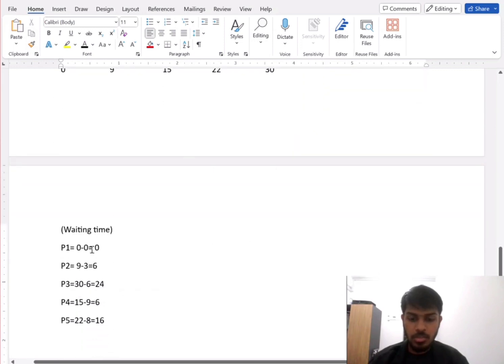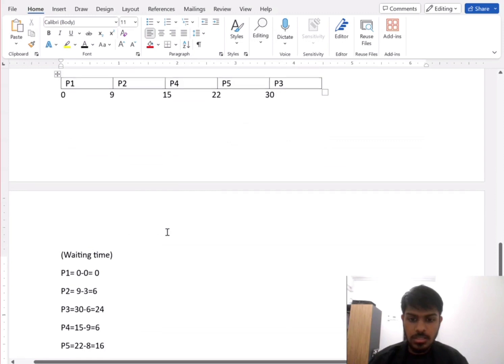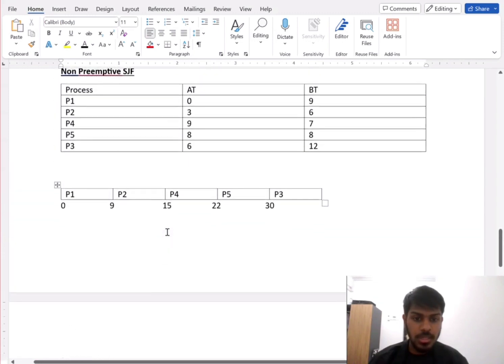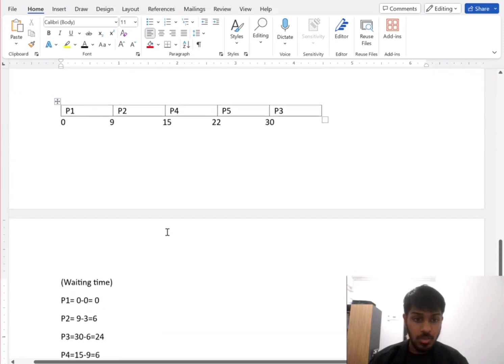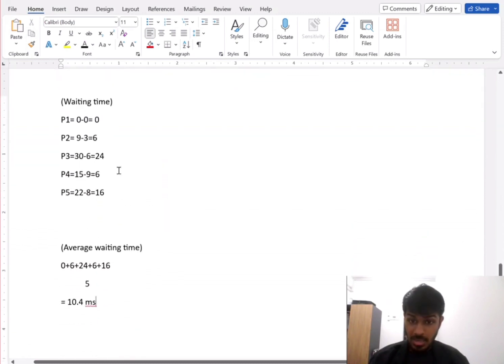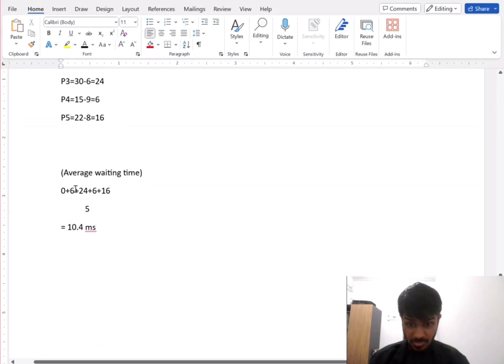0 minus 0 is 0. For process 2, 9 minus 3, 6. Process 3, 30 minus 6. And process 4, 15 minus 9. And process 5 is 22 minus 8 is 16. And we have to sum up the answers and divide them by 5 to find the average waiting time. And the answer is 10.4 milliseconds.